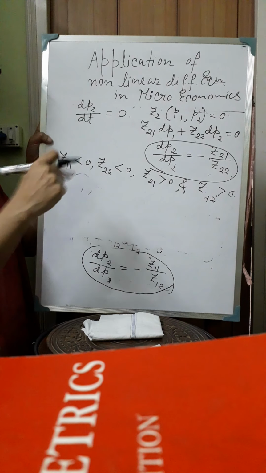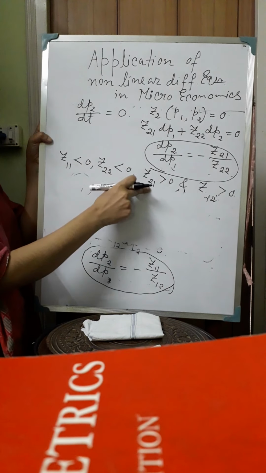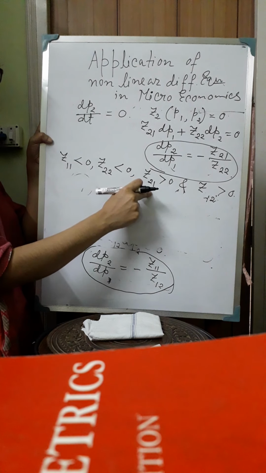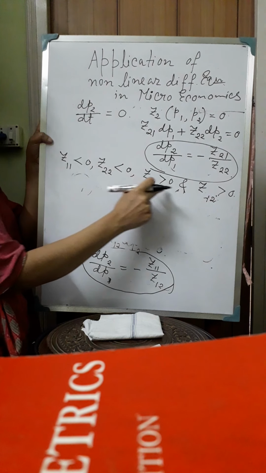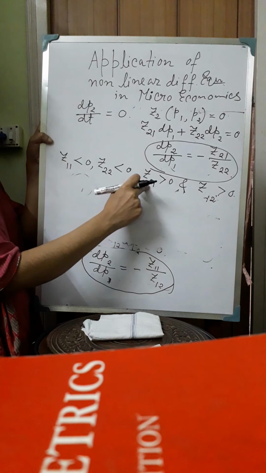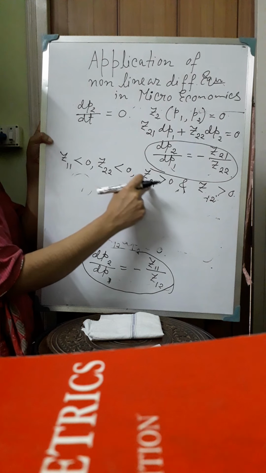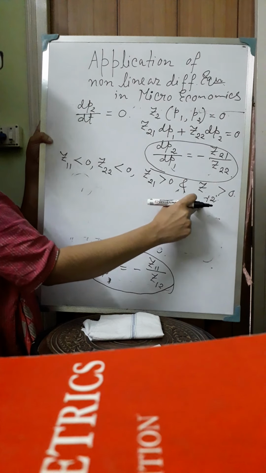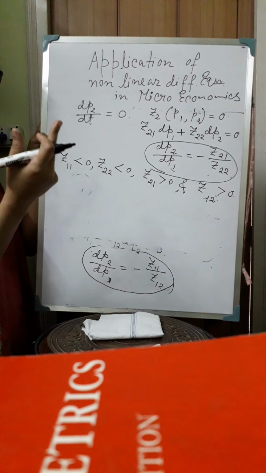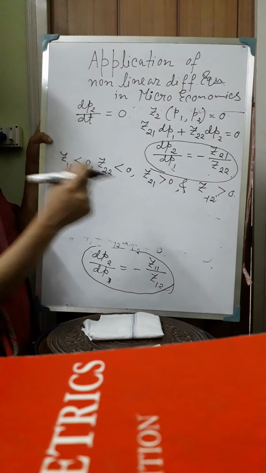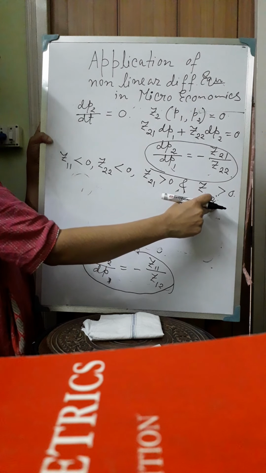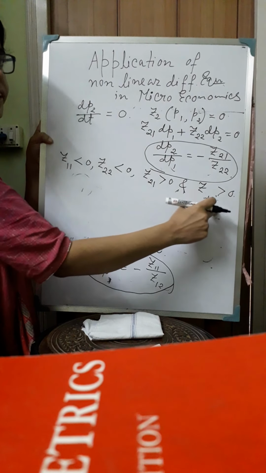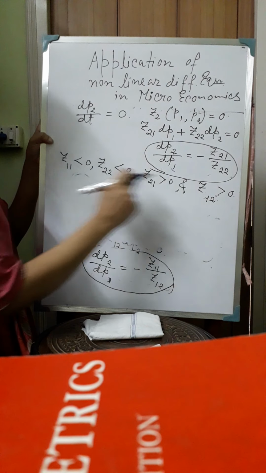Z21 is the change in the quantity of commodity 2, the change in demand for commodity 2 with respect to change in price of commodity 1. So if this is greater than 0, that means the goods are related to each other and they are substitutes. And here also, what is Z12? Z12 is the change in quantity, change in demand of commodity 1 with respect to change in price of commodity 2. Now if this is greater than 0, that means the goods are related and they are substitutes.